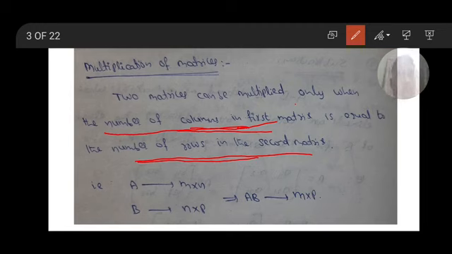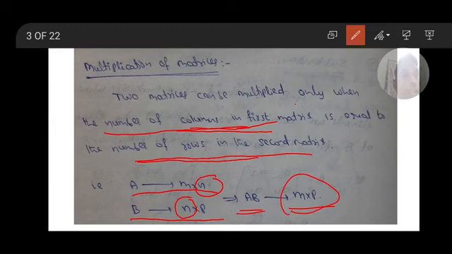That is, if A is an m by n matrix, meaning number of rows are m and number of columns are n, and B is an n by p matrix, number of rows are n and number of columns are p, then the number of columns in the first matrix is n and the number of rows in the second matrix is n. They are equal. Therefore, AB is possible, and the order of AB is m by p: rows of the first matrix, columns of the second matrix.